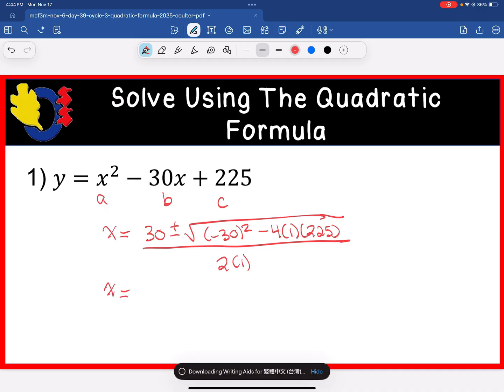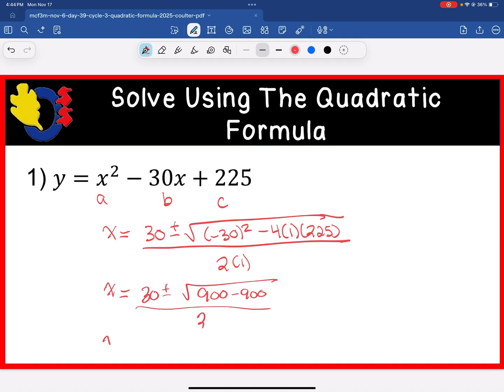Okay, so x equals 30 plus or minus the square root of 900 minus 900 over 2. So x equals 30 plus or minus the square root of 0, which is just 0, over 2. So x is equal to 30 divided by 2. So x is equal to 15. So in this case, there is only one x-intercept. So this means the x-intercept is also the vertex.